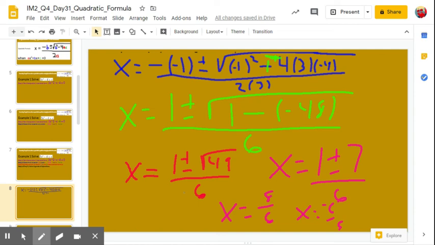All we got to do now is simplify, and we are done. So our final answer is x equals 4/3. You could put 1.33 if you want. And x equals -1. How do you get -1? -6 over +6 is -1. So those are your answers. There's your first one, solving by quadratic formula.